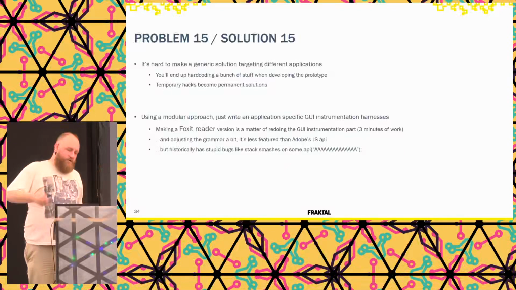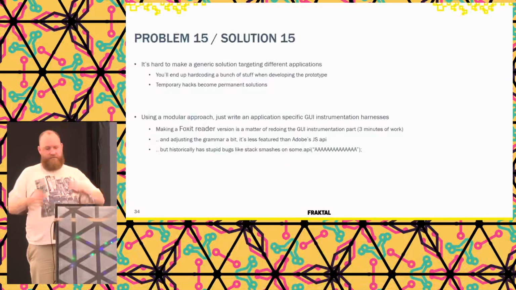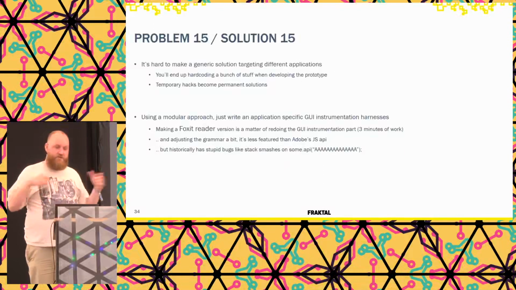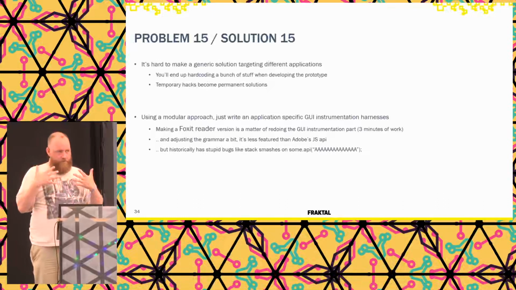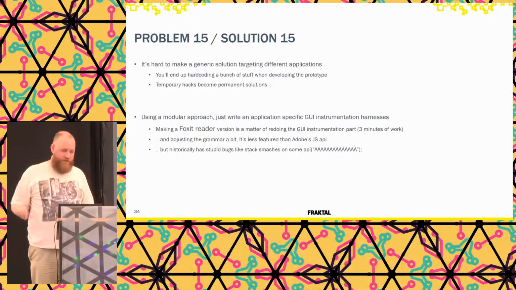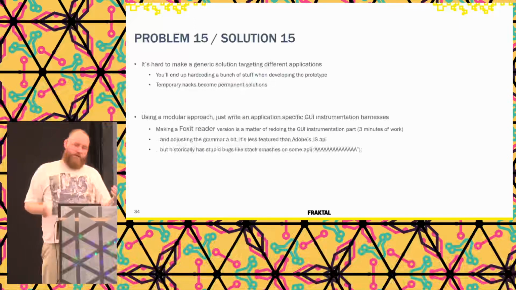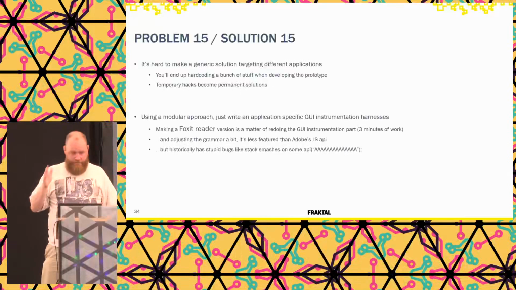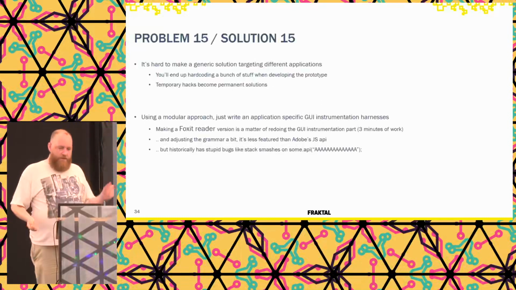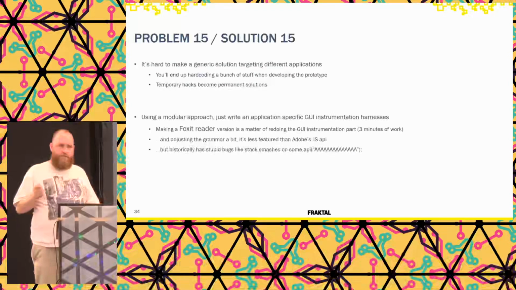Of course, you can also use a modular approach and just make an application-specific GUI instrumentation harness. For example, when I made all this, I made it for Adobe Reader, and it was like, maybe there's some bugs in Foxit as well. The only thing I need to redo is the GUI instrumentation part, and that's like, seriously, 3 minutes of work, and then, of course, a few other changes, but it was pretty easy, actually.